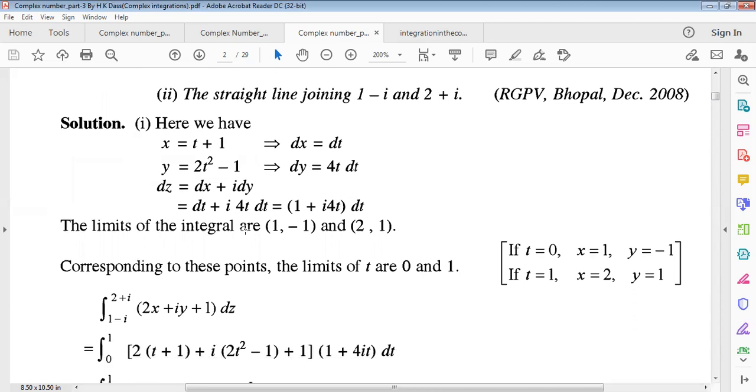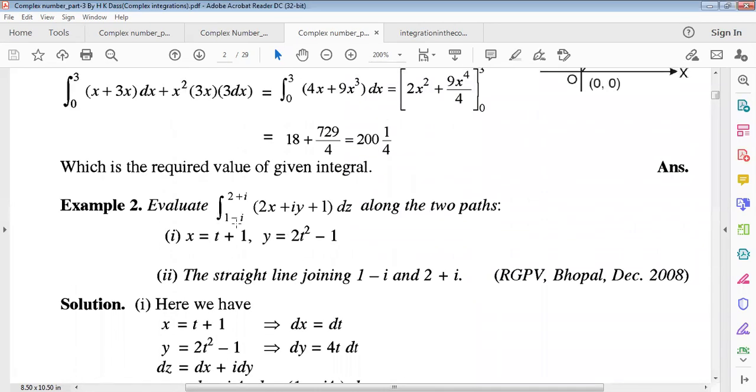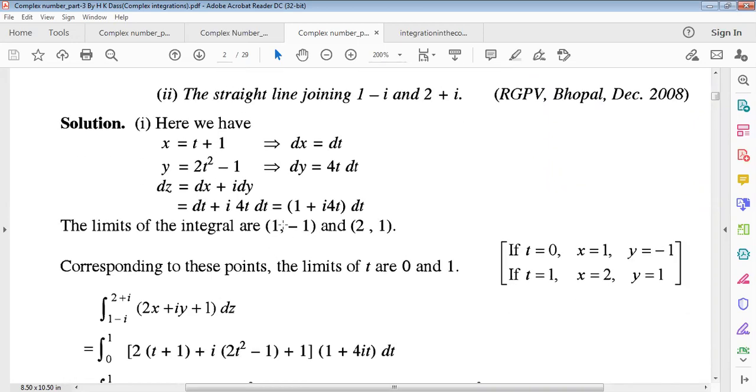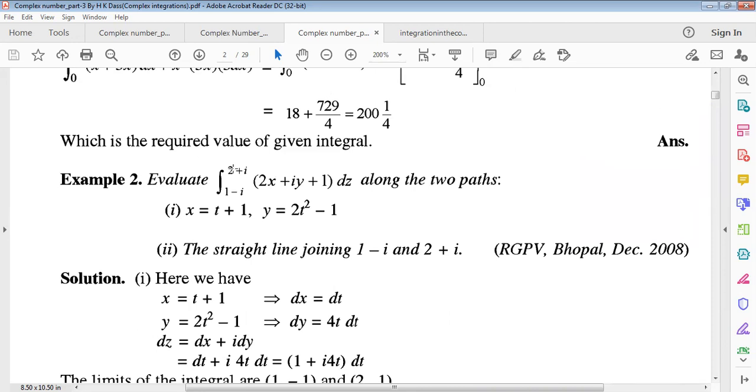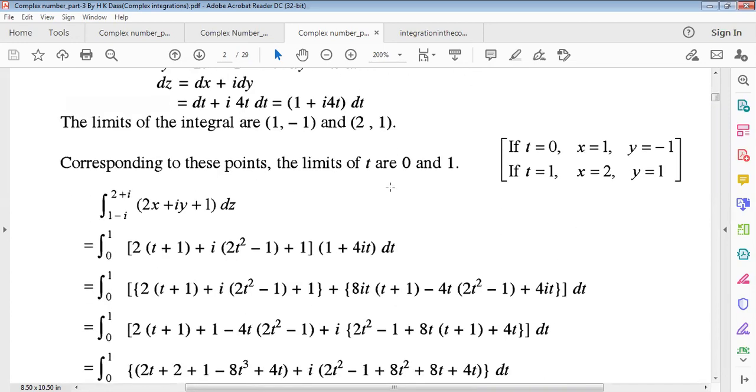Now the limits of the integration what? Lower limit 1 minus i. This is the complex number. Real part 1, imaginary part minus 1. And upper limit 2 plus i. This is the complex number, so real part 2, imaginary part 1. So x equals 2, y equals 1 at the upper limit, and in the lower limit, x equals 1, y equals minus 1.